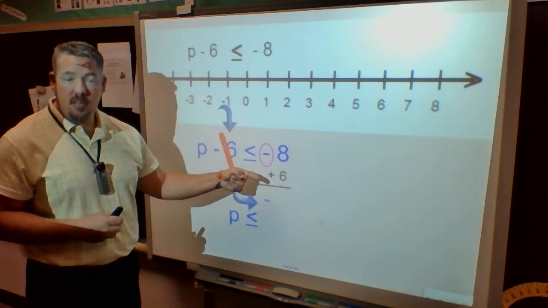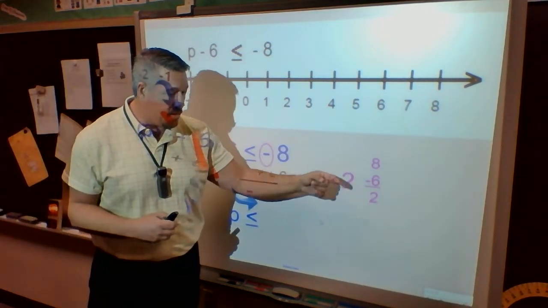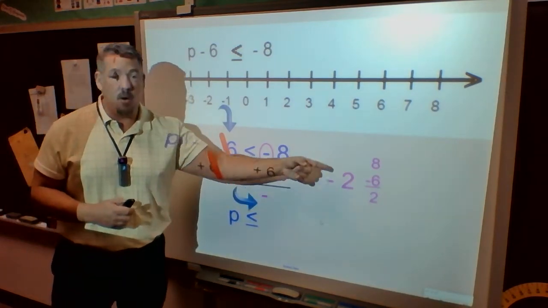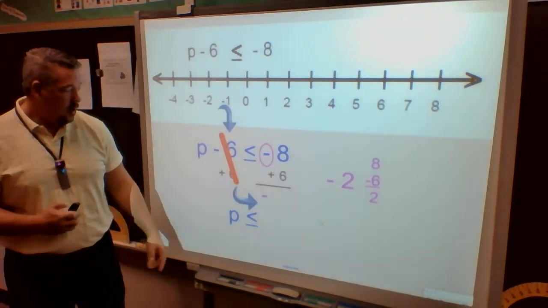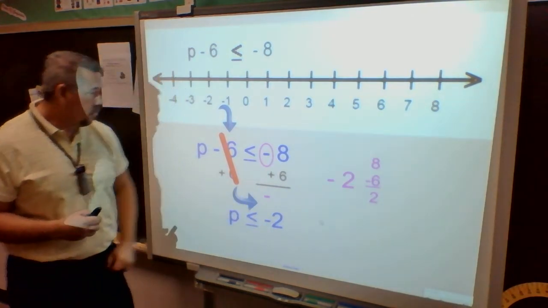Opposite signs then tell me to subtract the integers. So I'm going to take 8 minus 6, which gives me 2. I kept my symbol of negative, so I know my answer is negative 2. So this tells me that P is less than or equal to negative 2.